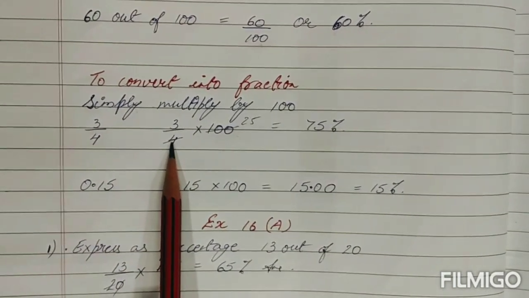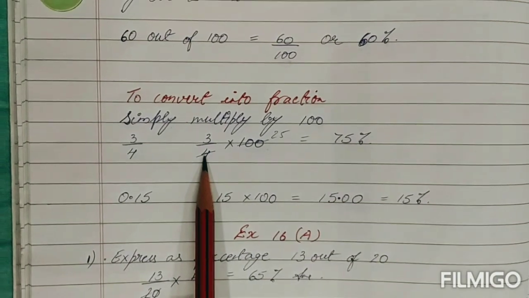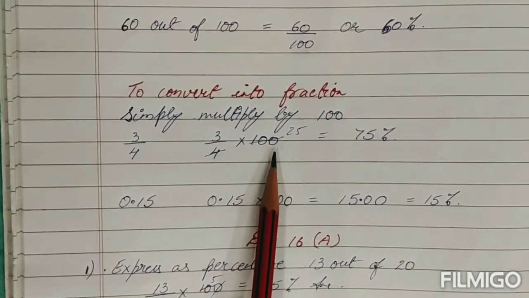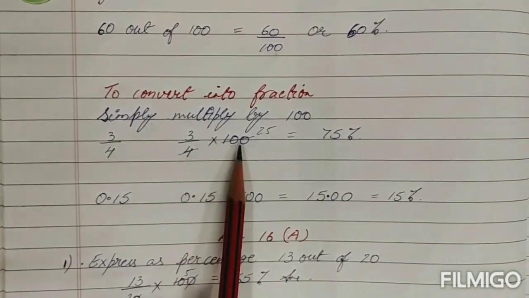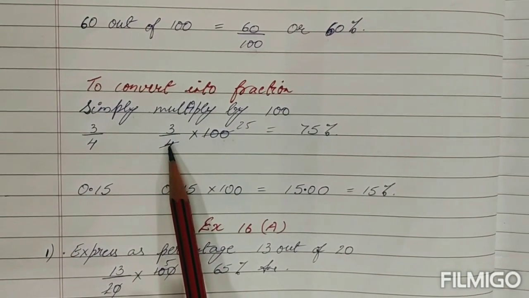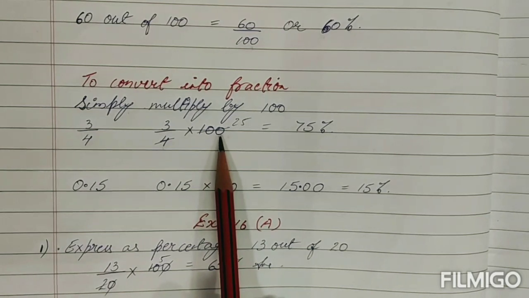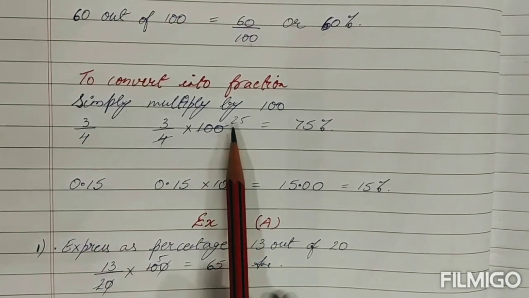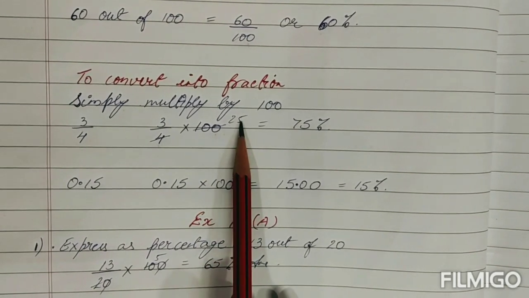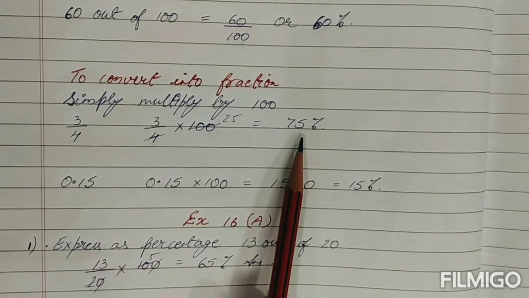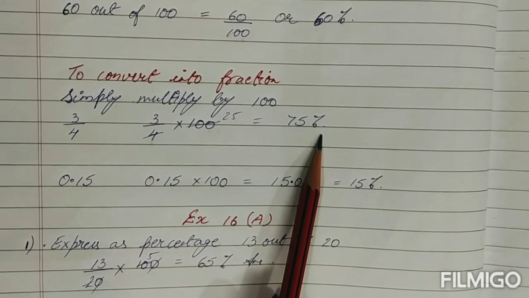3 upon 4, I want to make it as a percentage, children. So I am going to multiply it by 100. And when I multiply it by 100, I can reduce the denominator and the numerator together. So 4 can reduce 100 how many times? 25 times. And so 25 into 3 is 75%.